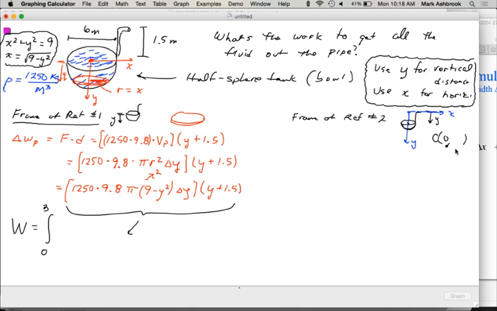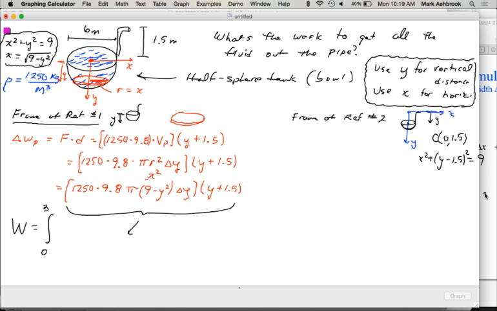Try again. The center of the sphere is at 0. Nope, not 3. 1.5. The distance from our x-axis, where our pipe is, down to the center of that sphere is 1.5. So the center is now 0, comma 1.5. So that circle is what? x squared plus (y minus 1.5) squared equals still 9. So the radius is still 3.